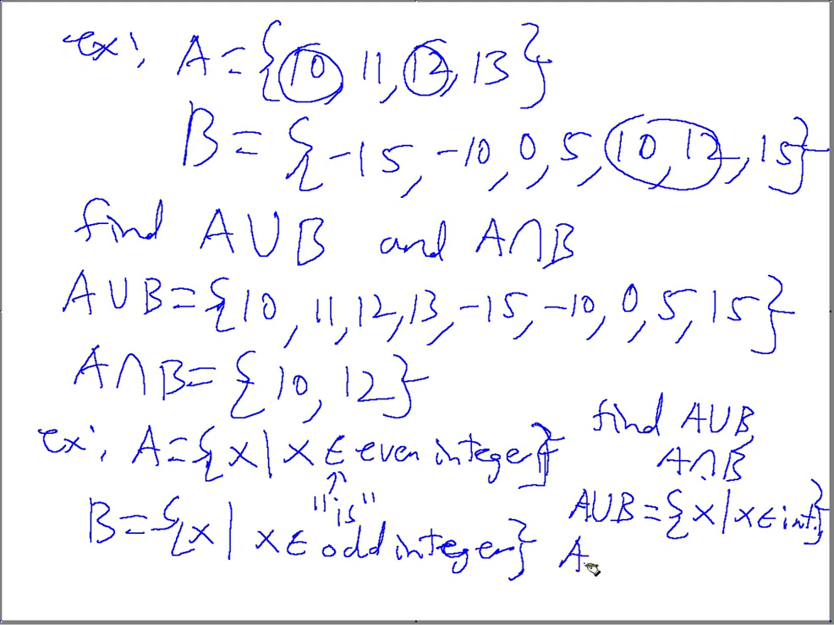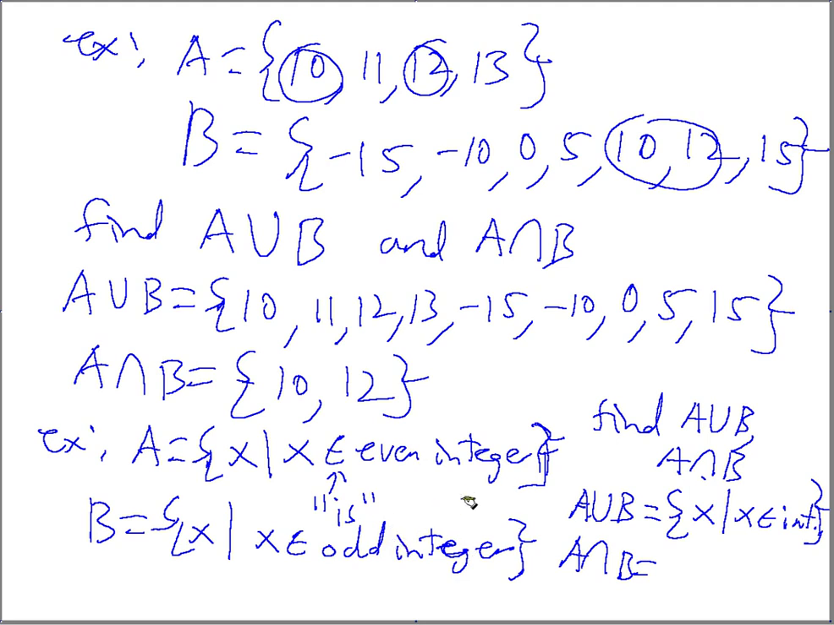And what about the intersection between these two sets? Well, if you're even, you can't be odd. If you're odd, you can't be even. So in other words, intersection means what they have in common. Well, these two sets have nothing in common. Can we see that? Because you can't be both even and odd at the same time.